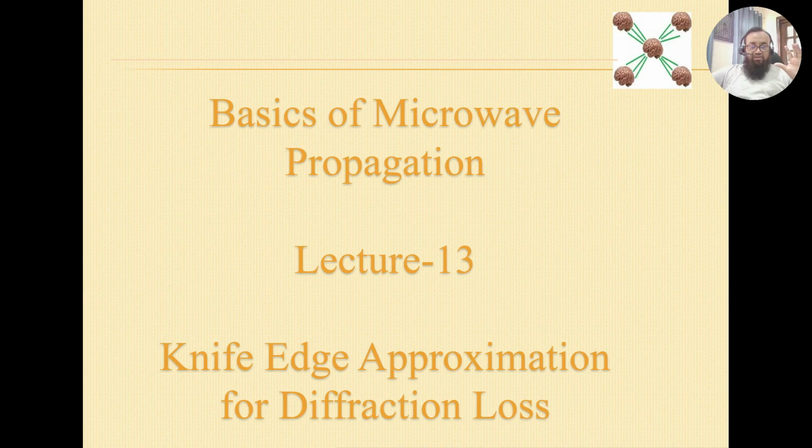As you remember from the last lecture, diffraction is a complex thing and it has some very complex mathematics involved. So there are some approximations for knife edge and for a smooth earth surface. And as we talked, the knife edge is mainly something Deygout has worked on a lot.